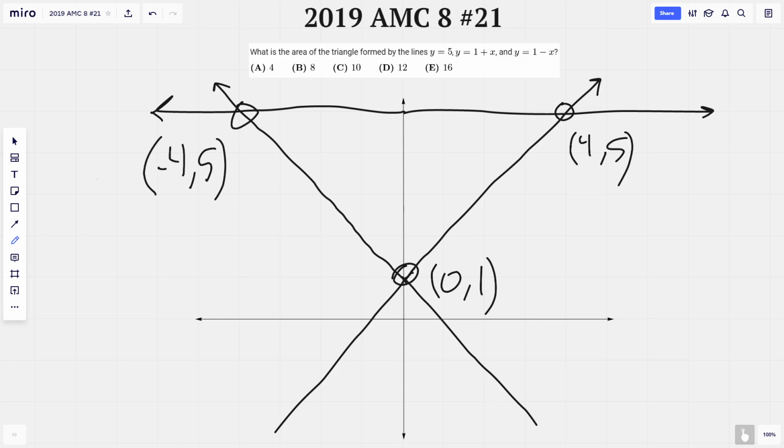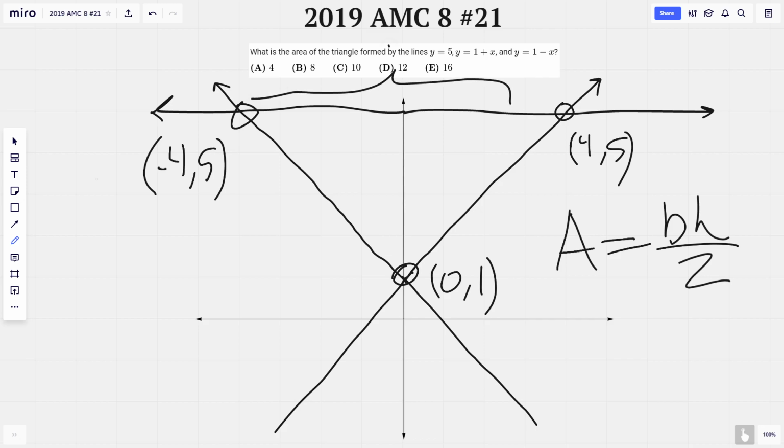And now that we have the coordinates, we can go ahead and use our triangle formula. A equals base times height over 2. So if we call this the base right here, and this right here the height, we know that this is perpendicular because it's the mid segment right here. So we can use our formula now.